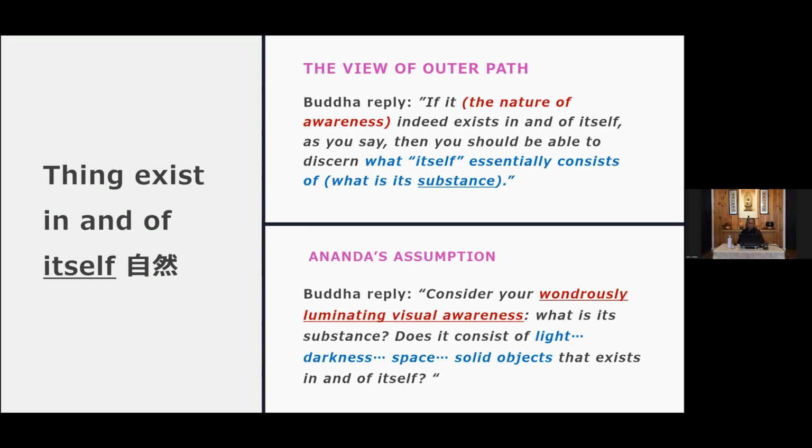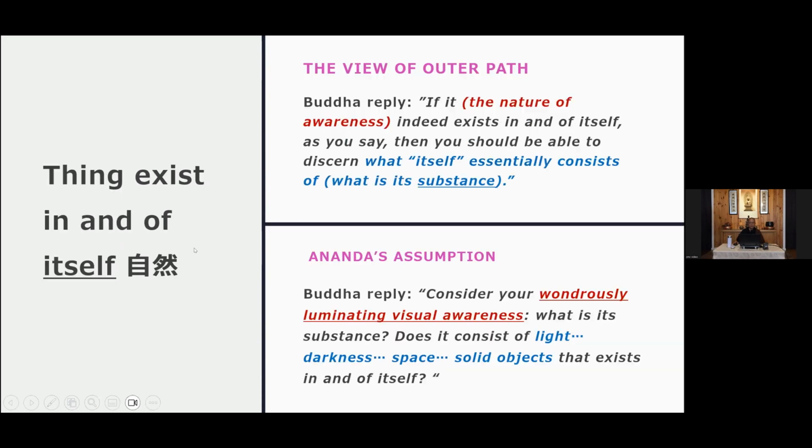And Buddha continued, consider your wondrous illuminated visual awareness. What is its substance? Does it consist of light, darkness, space, solid objects that exist in and of itself? For example, right now, because we can see light, does that mean that your visual awareness has the quality of light, has the essence of light? That's why you can see light. And the same holds true for darkness, space, and solid objects.